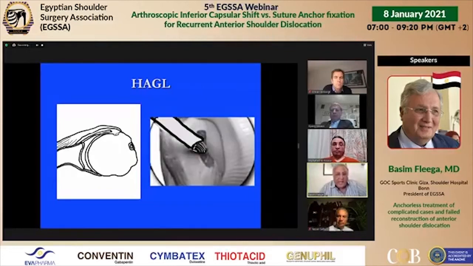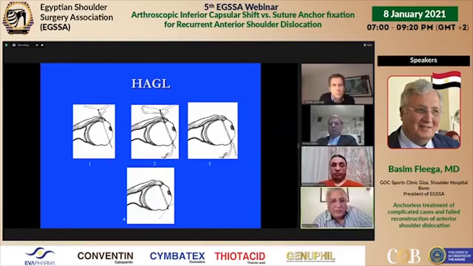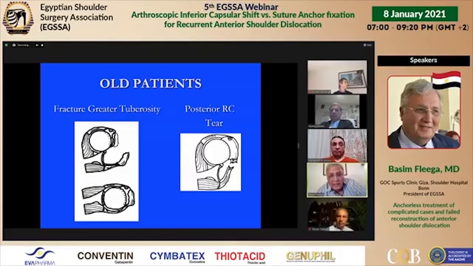In case of a HAGL lesion, also we fix the HAGL lesion with the wire and the suture by making a mattress suture through the anterior labrum and tying it from behind. In old patients, fracture of the greater tuberosity or posterior rotator cuff tear is not uncommon. So we have to look for that and take care to treat that.